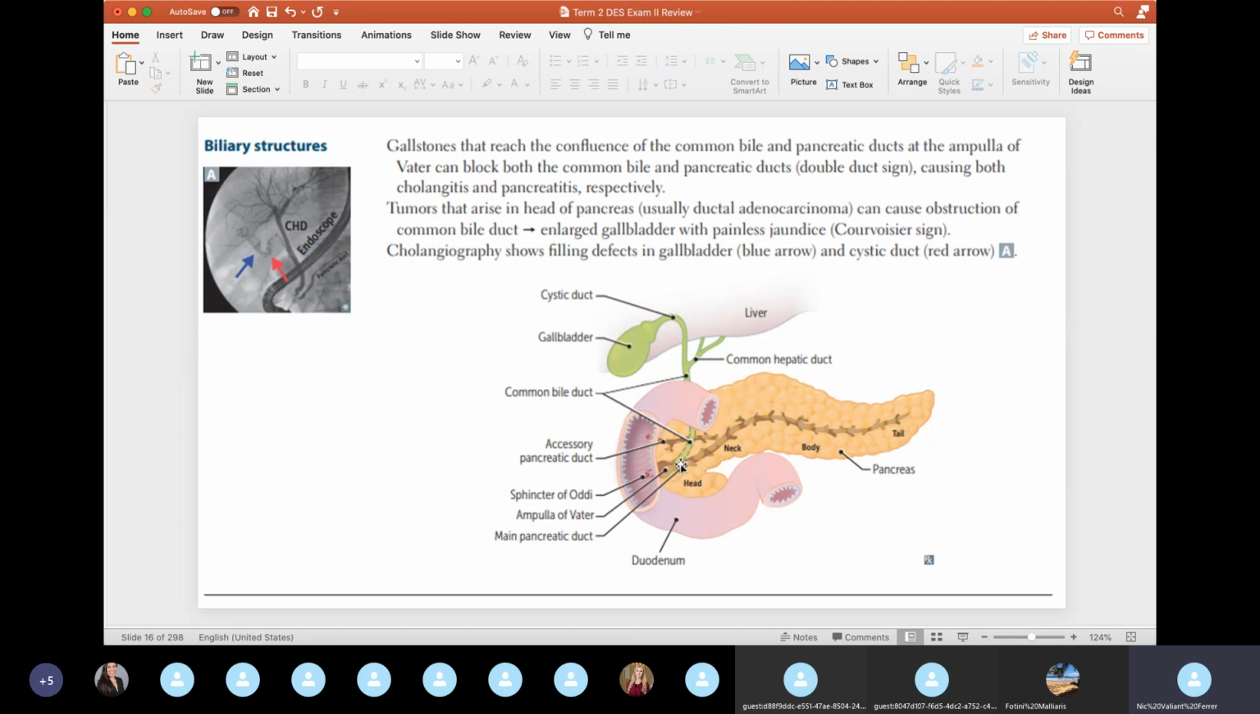It causes what? Cholangitis and pancreatitis. Okay, if there's a tumor arising on the head of the pancreas here, right? This is the head, the uncinate process. It can cause what? Obstruction of your common bile duct. What's the sign? Courvoisier's sign. What is this? You have enlarged gallbladder with painless jaundice. What can we see in cholangiography? You can see a filling defect in your gallbladder, and you have a cystic duct.